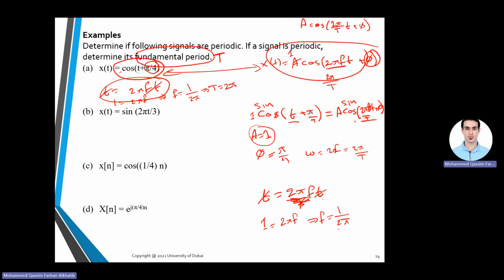So I found the frequency. What's the relationship between frequency and period? F equals 1 over T. So I have 1 over T equal 1 over 2 pi. So if those are the same, then those are the same. So here T equals 2 pi. All right.